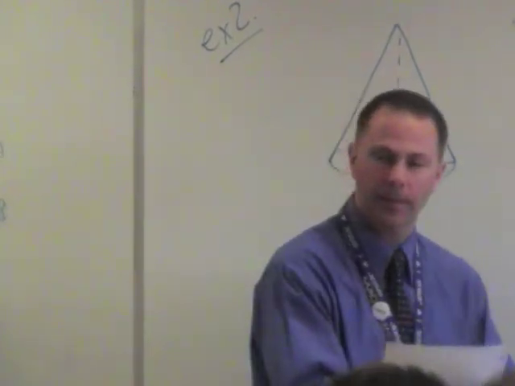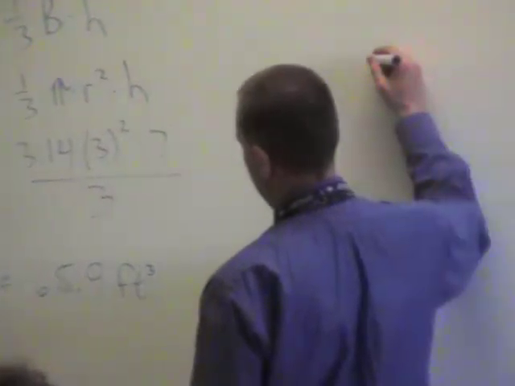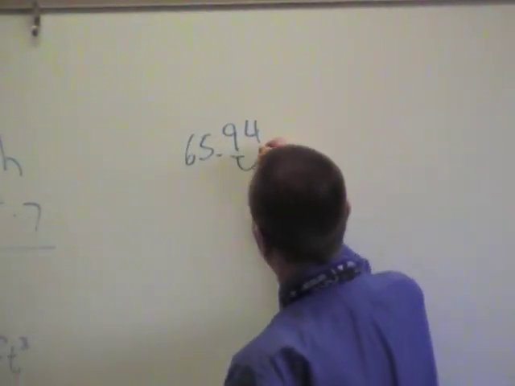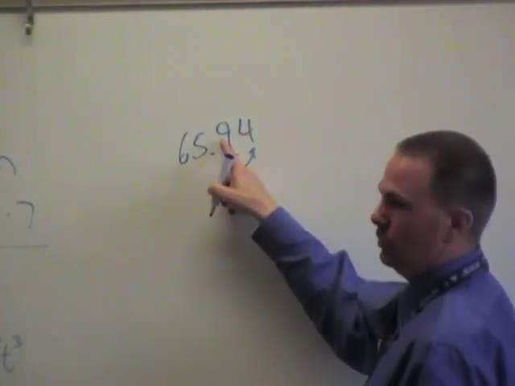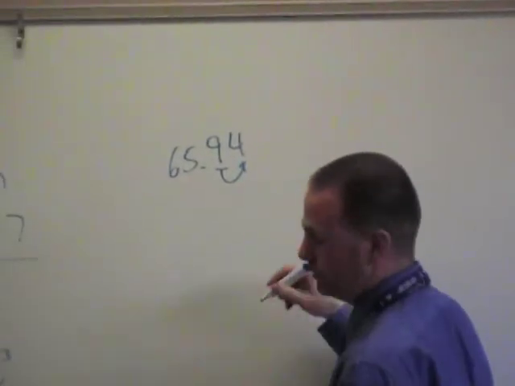Since it's 65.94, you look at the nine, that's what you're rounding to, so you look one to the right. So that's less than five, so that stays nine.